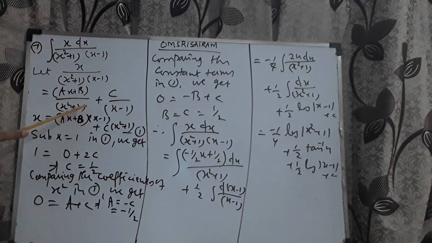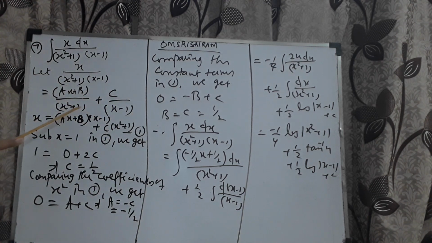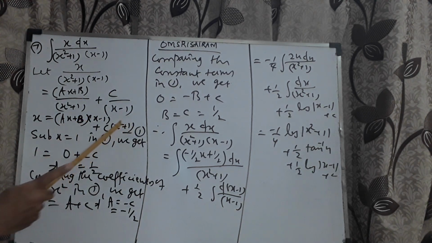Coefficients are complex numbers, x plus i and x minus i. That's the meaning. X plus i and x minus i is x square minus i square, which is x square plus 1. Therefore, numerator in that case will be a linear expression ax plus b. Plus c by x minus 1. Now after taking LCM and cancelling of the denominator, x is equal to ax plus b into x minus 1 plus c into x square plus 1. Call it as equation 1. Substitute x equal to 1, 1 equal to 0 plus 1 plus 1 is 2, 2c, therefore c is half.